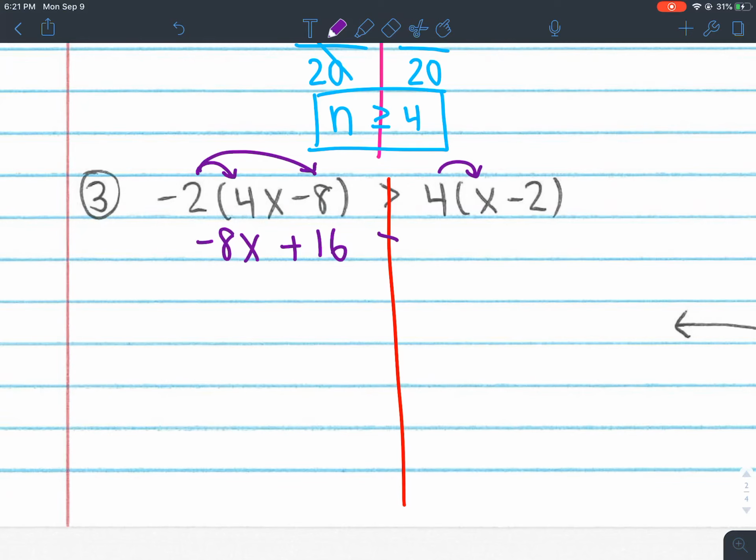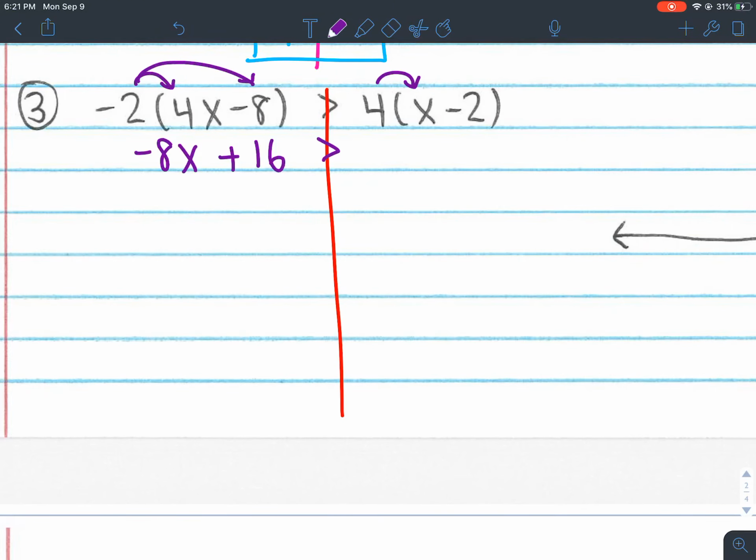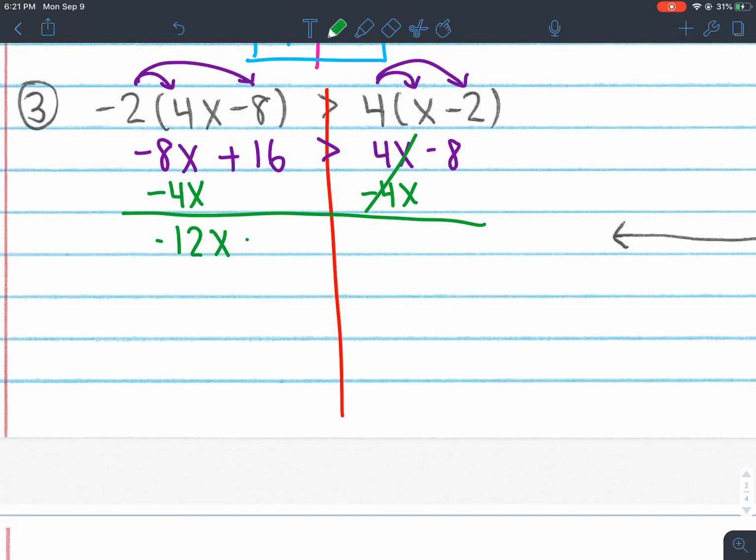4 times x, oh, and I forgot my inequality, so I still have a greater than sign here. 4 times x is going to give me 4x. 4 times negative 2 is negative 8. Now, again, I want my variables on the left, so I'm going to move that 4x to the other side by subtracting because that 4x is already positive. And I would subtract it from the negative 8x because those are like terms. These 4's will cancel. I have negative 12x plus 16 is greater than negative 8.